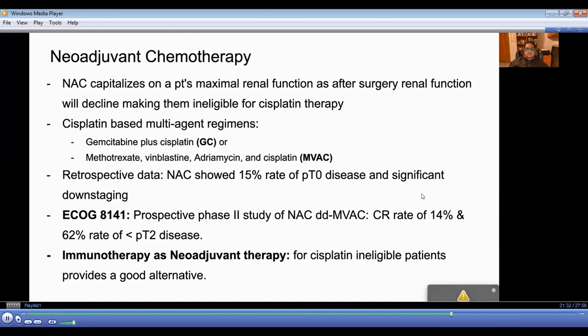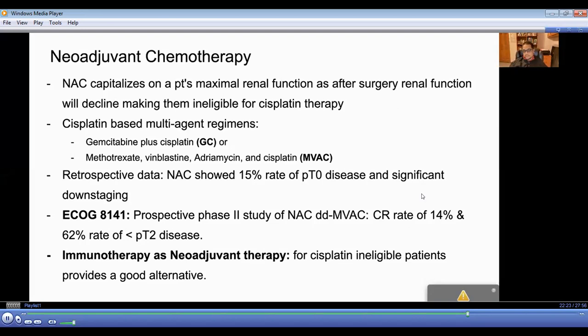Moving on, let's talk about perioperative chemotherapy, neoadjuvant chemotherapy. Basically, the main aim of administering neoadjuvant chemotherapy is to utilize as much renal function as the patient has in order to make them eligible for cisplatin-based chemotherapy, which they would not be afterwards. So gemcitabine and cisplatin or MVAC regimens are available and have been reported. There is about a 15% rate of pT0 disease, along with significant downstaging. A couple of trials have also reported similar rates of complete response with dose-dense MVAC in neoadjuvant chemotherapy in such patients.